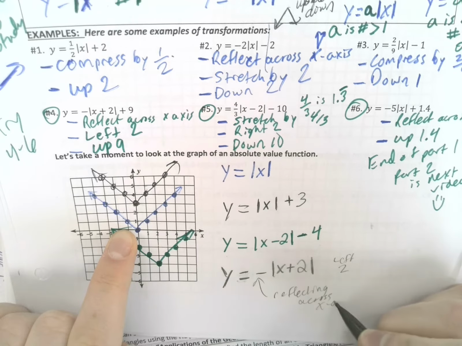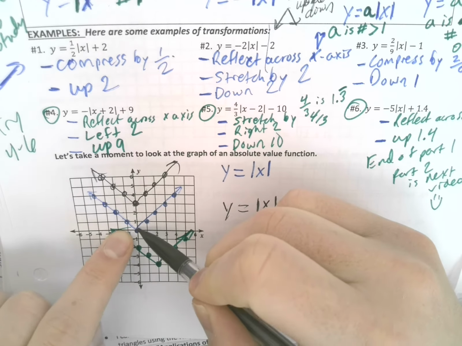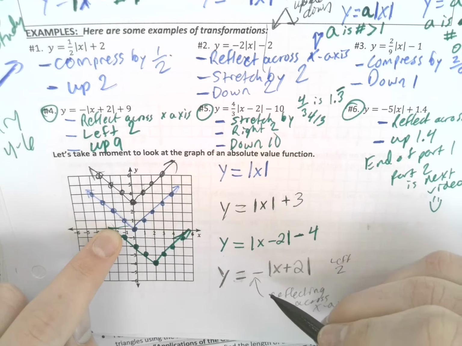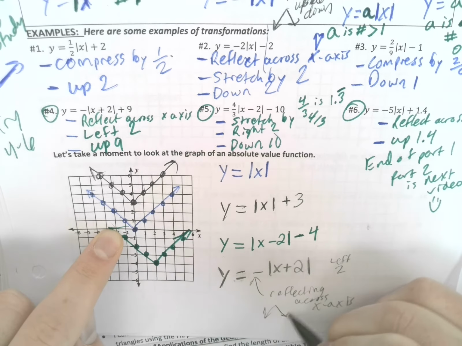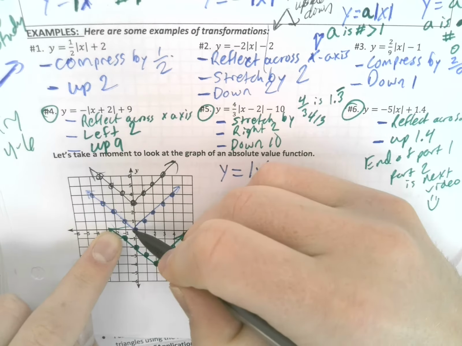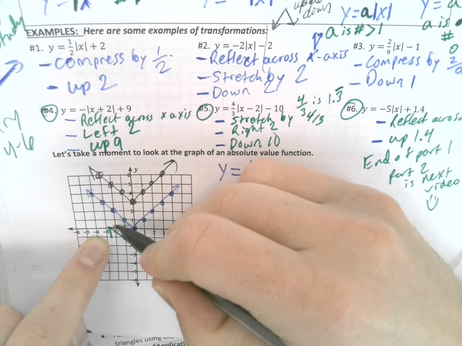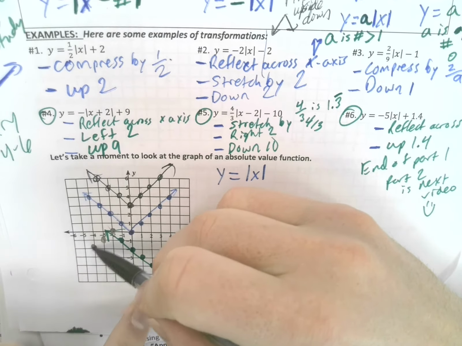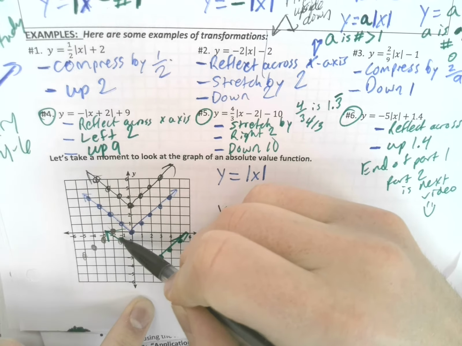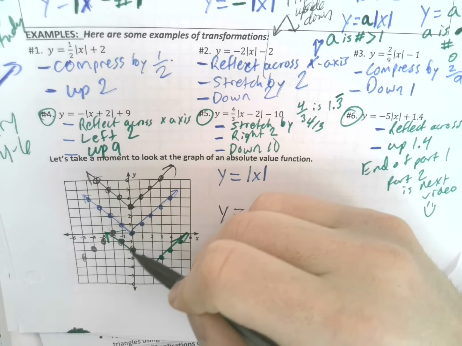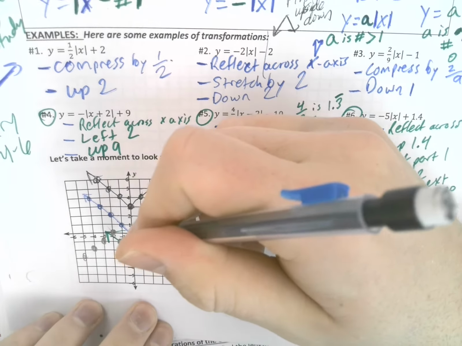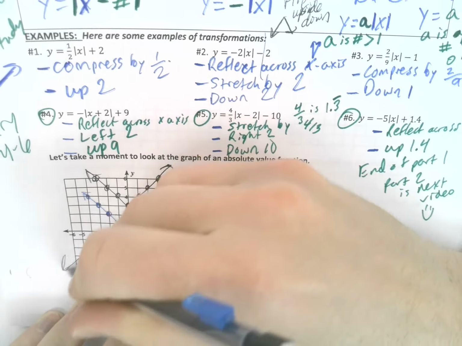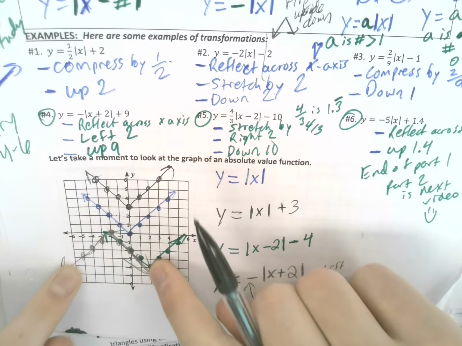across the x-axis. So what that's going to mean is that wherever your vertex is, instead of opening up, it's going to open down. So we go left 2, there's our vertex, but now we open down. Boom, boom, boom, boom. It's kind of funny, this one kind of bleeds over into our other one. Looks like that.